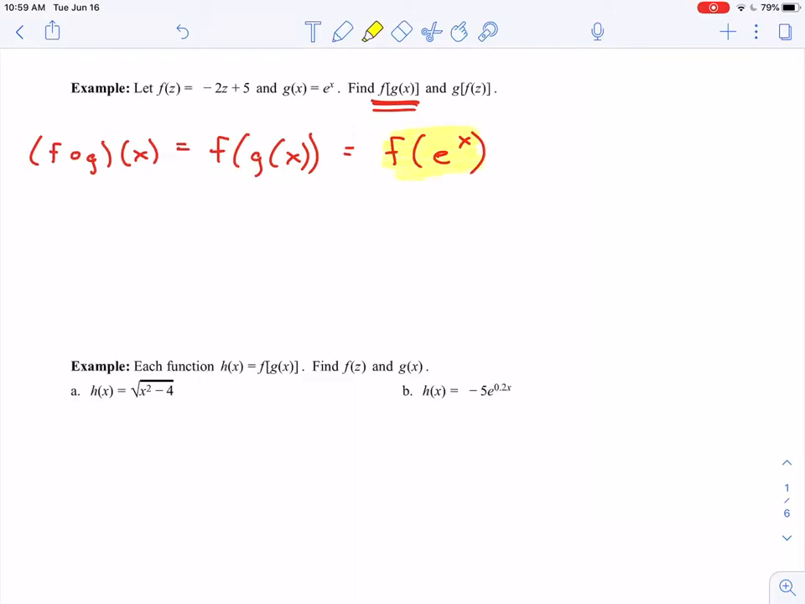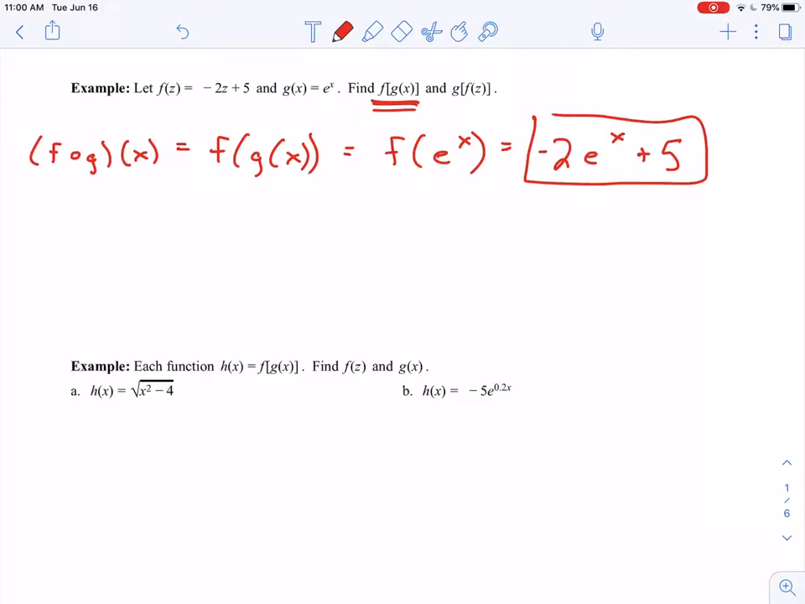So what this statement is saying is I'm going to take my function f, which is right here. I'm going to take out that variable z anywhere I have it and then replace it with e to the x. So I will have negative 2 times my input, which is e to the x, so negative 2 times e to the x plus 5. And then at the end, if you can simplify it, you would go ahead and do that, but this one doesn't really simplify, so that's as good a place as any to stop. There is f of g of x.